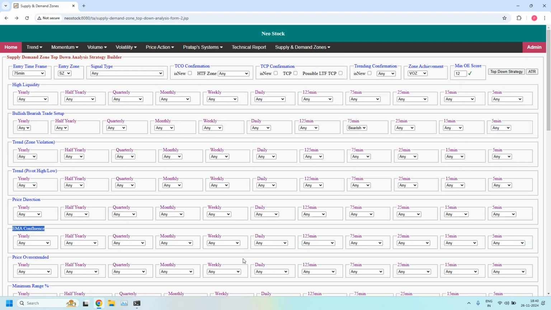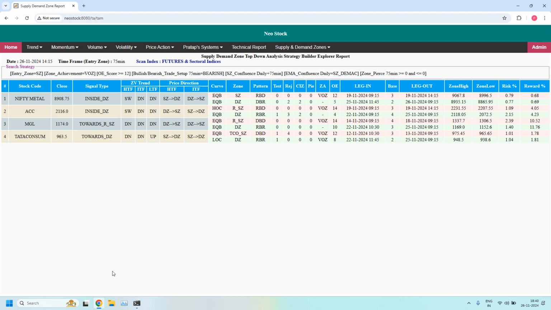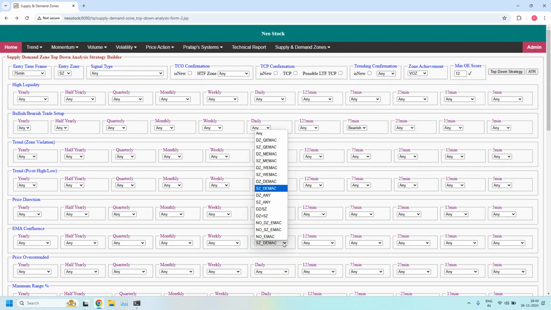Let's find them. In the EMA confluence at a daily time frame, daily supply zones are having daily EMA confluence. We got all 4 stocks. So they are high probability setup supported stocks. Next, let us filter based on LTF, ITF and HTF supply zone confluence. I am removing this EMA filter.